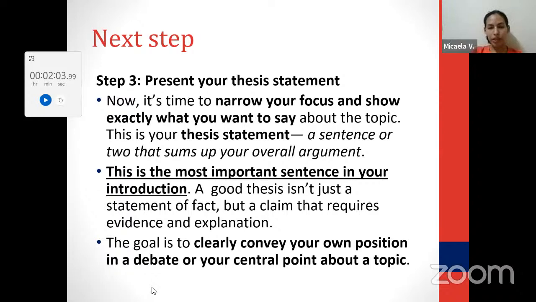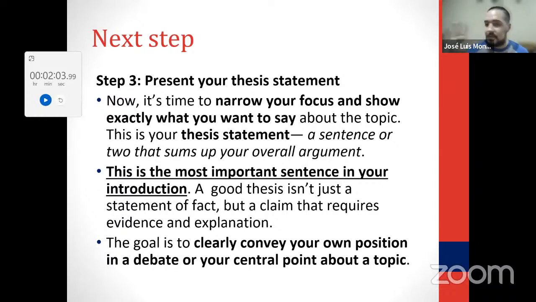Okay. Step 3, present your thesis statement. Now it's time to narrow your focus and show exactly what you want to say about the topic. This is your thesis statement, a sentence or two that sums up your overall argument. This is the most important sentence in your introduction. A good thesis isn't just a statement of fact, but a claim that requires evidence and explanation. The goal is to clearly convey your own position in a debate or your central point about a topic. Great, thank you very much.